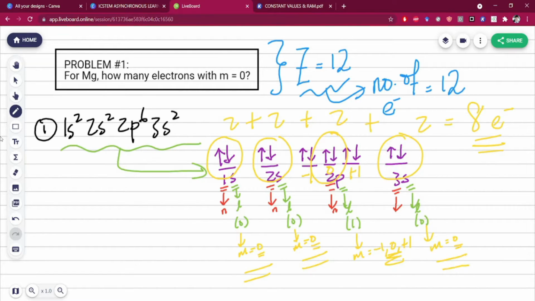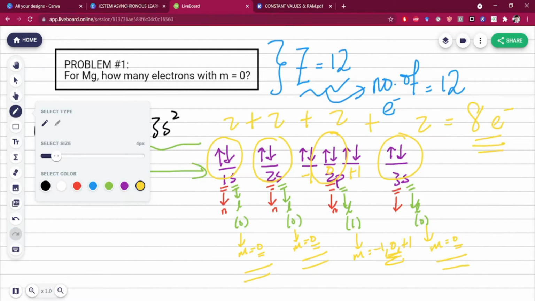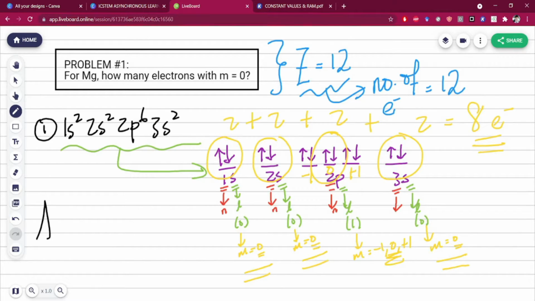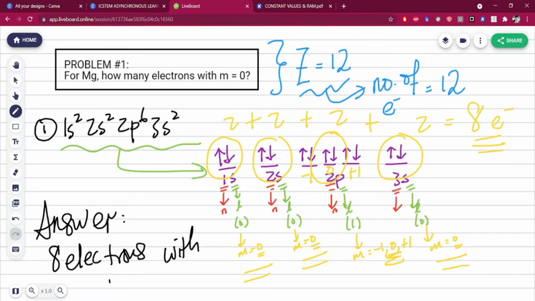So the answer over here is 8 electrons with m equals 0 for magnesium.